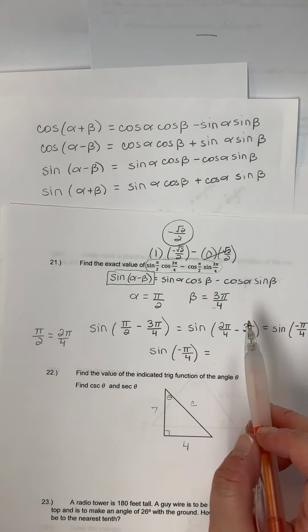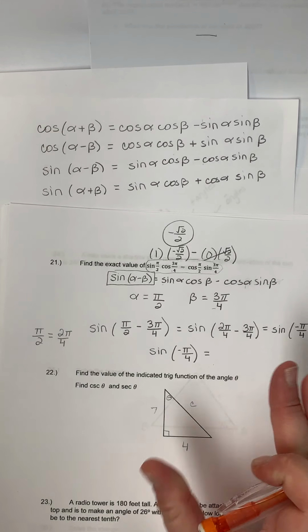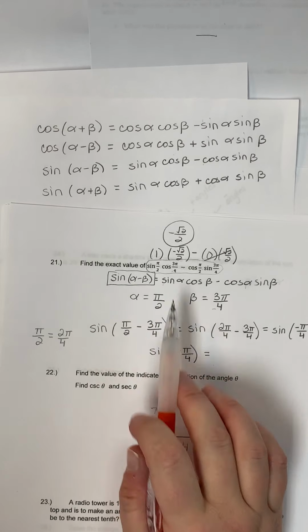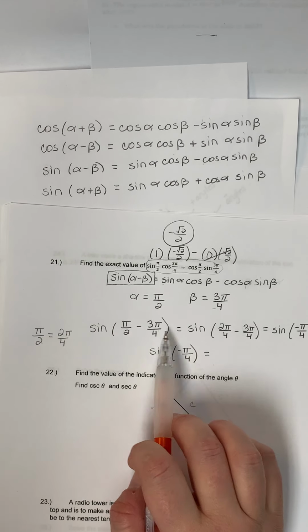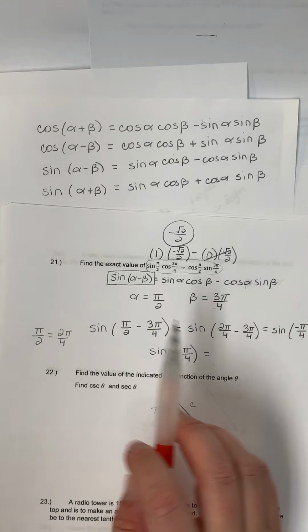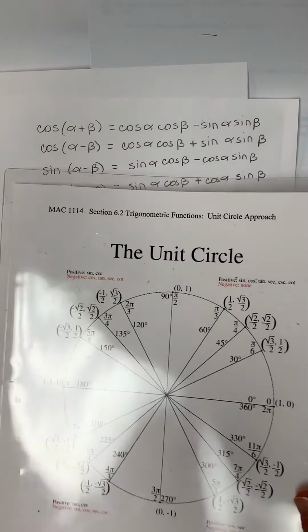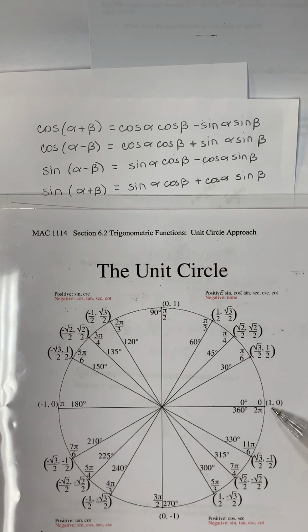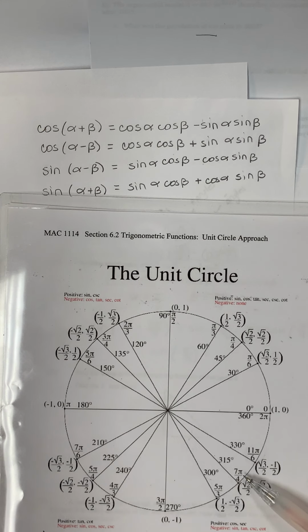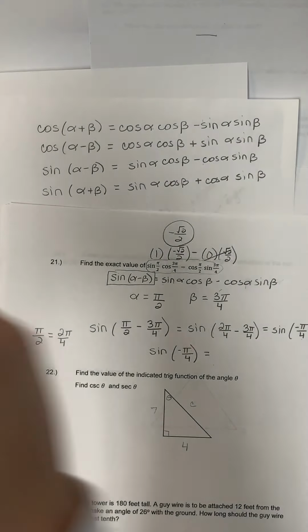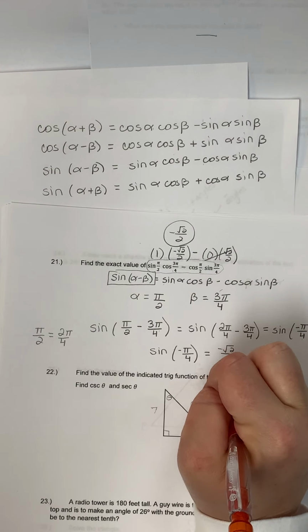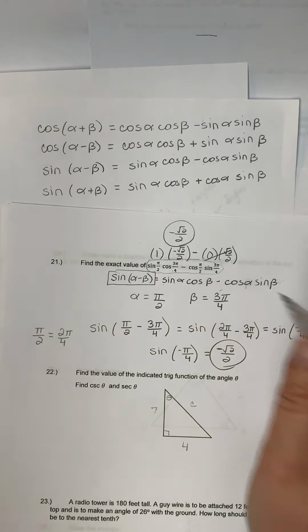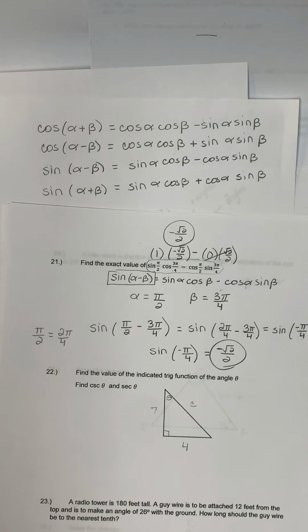Go for it. What they were wanting you to do, and they're not going to know if you do it or not, is to go through like this and put in your alpha minus beta, get a value, and go to your unit circle. Where is negative pi over 4? Well, negative pi over 4 is right here. It's 7 pi over 4. What's the sine value? Negative root 2 over 2. There's your answer. So you could have gotten it either way.